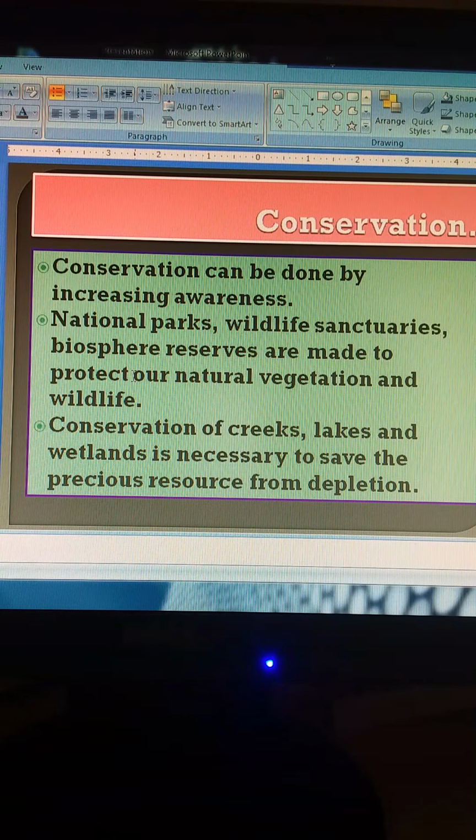So what is a national park? It is a natural area designated to protect the ecological integrity of one or more ecosystems for the present and future generations.